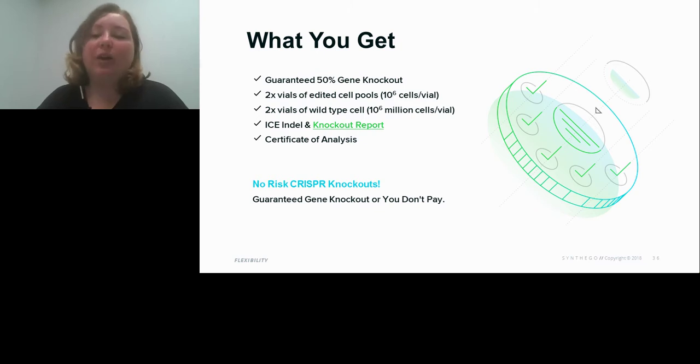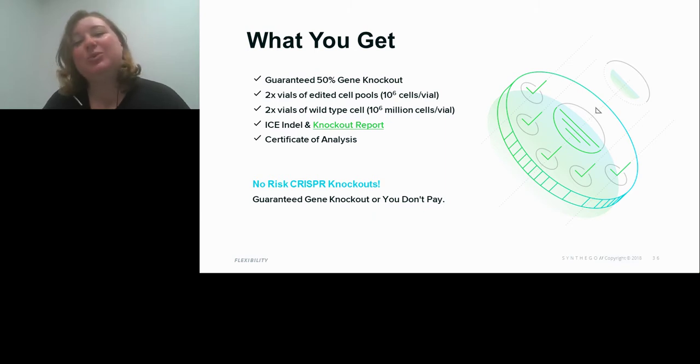And so we have very, very strong guarantees for these products. This includes if we don't get at least 50% editing, we will either redo the experiment or go back to you and decide what we should do next, but we won't charge you for it. In addition, if you get the cells and you test them in your own lab and you don't see a 50% reduction in protein within 48 hours, we will also go back and either redo the project or refund your purchase price.